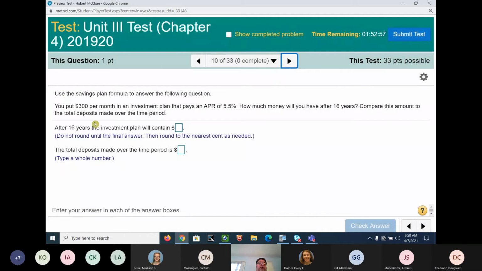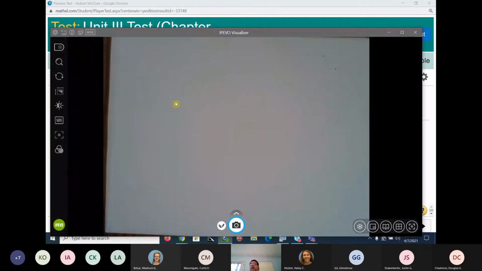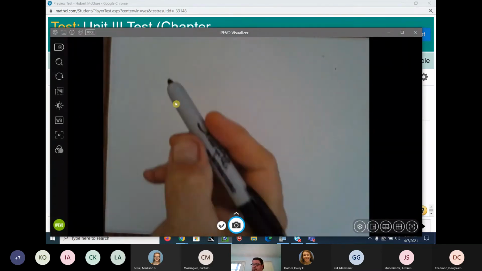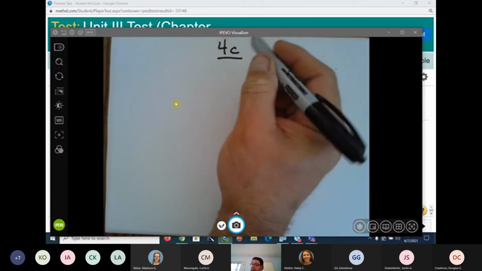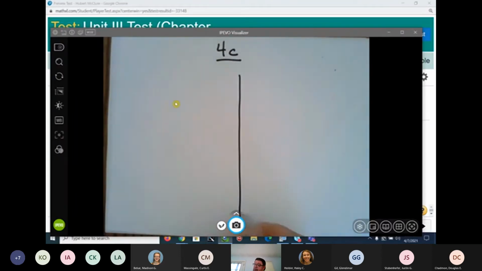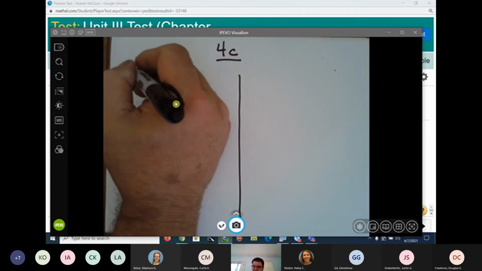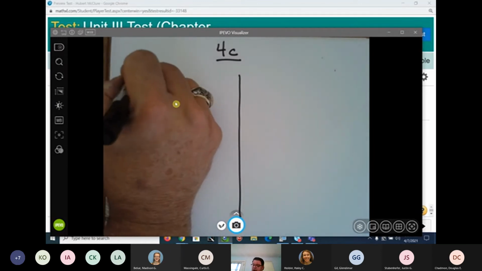Savings plan. You put $300 per month. Now this one is the one, remember, in 4C. In 4C, I told you there was 2 types of problems. Can anybody tell me what the 2 types are? One, payment unknown? Yep, payment known.